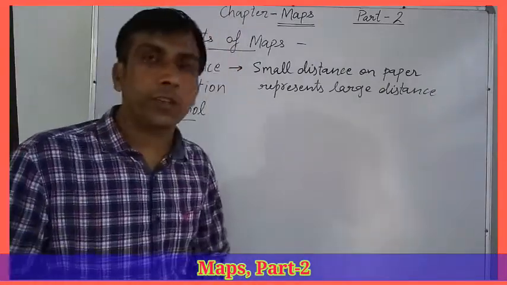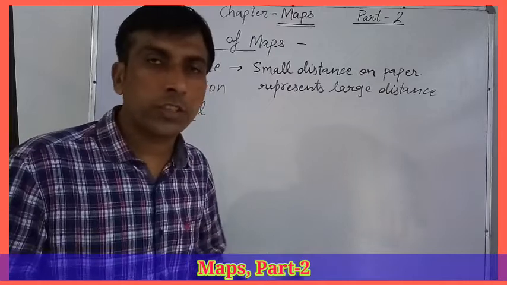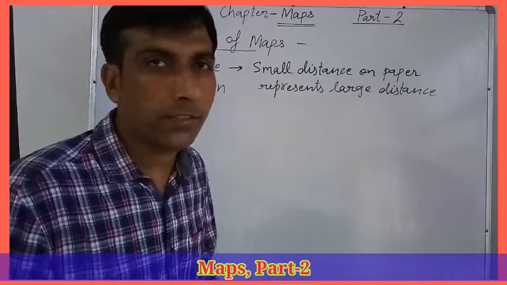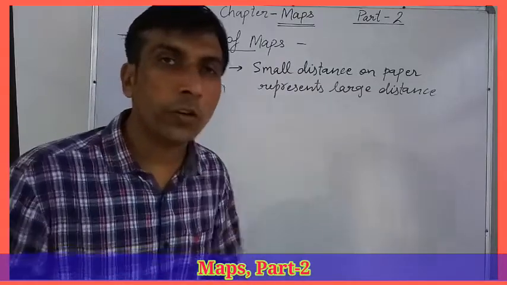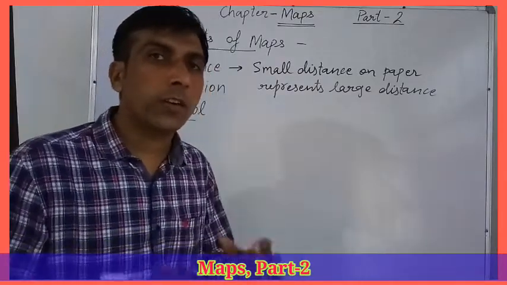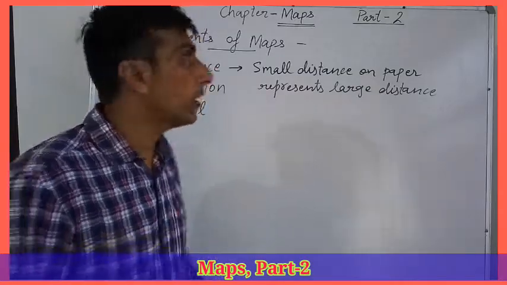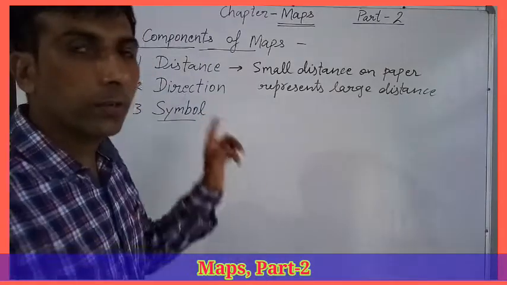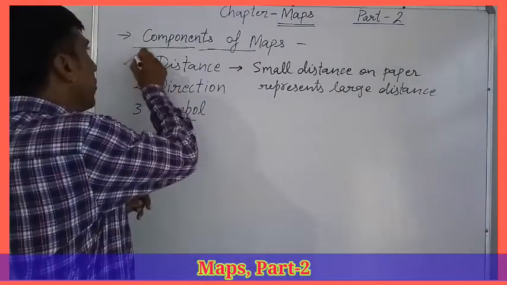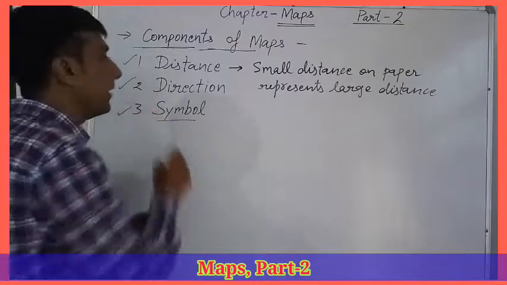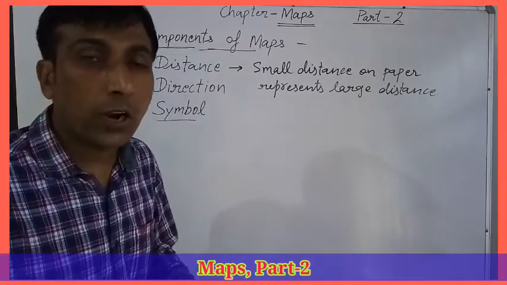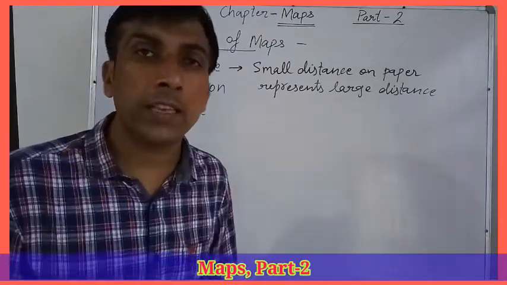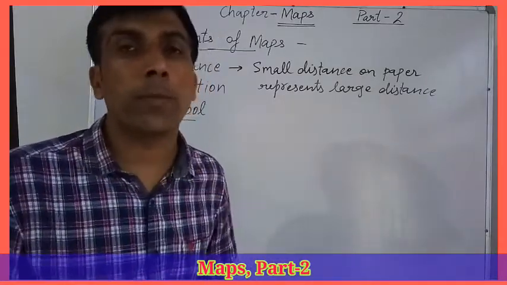In the previous video, in the first part of this chapter, we studied about maps. What are maps? What are the types of maps? Dear students, in this video we will discuss the components of maps. What are the components of maps? As you can see on the board, there are three components of maps: distance, direction and symbol. Without these components, maps cannot be drawn, or areas cannot be shown on the map.